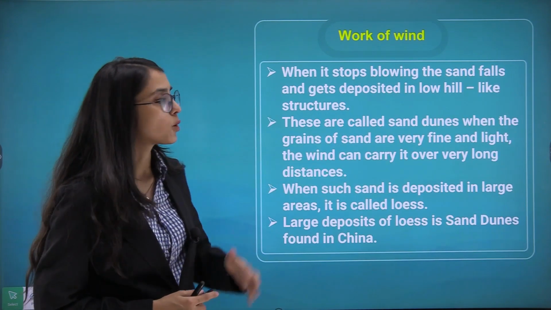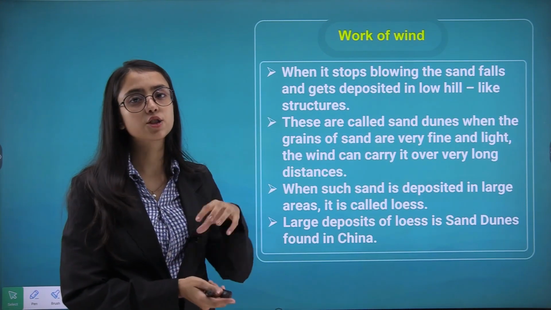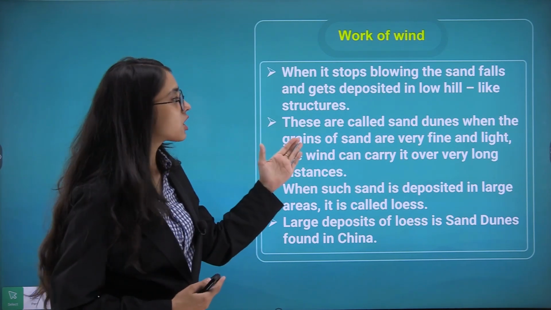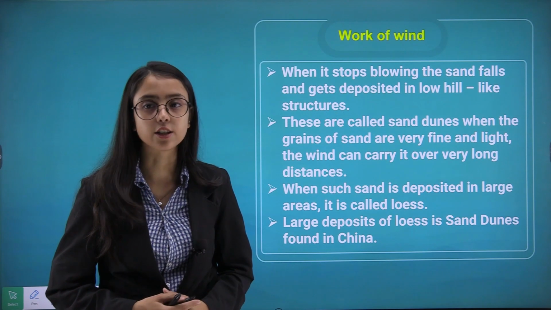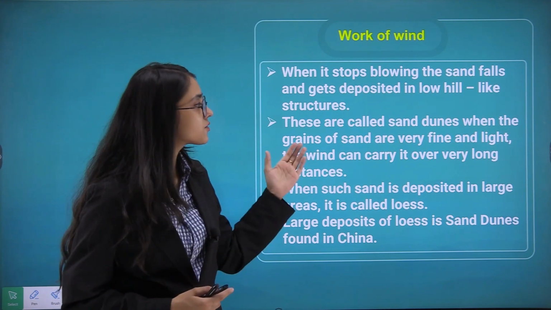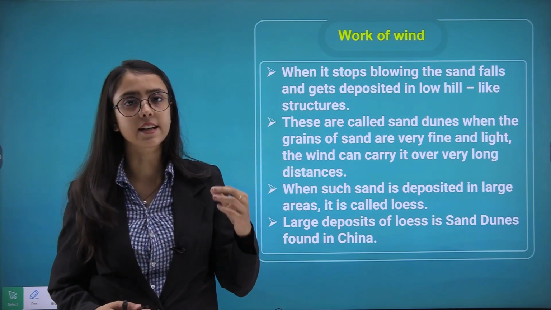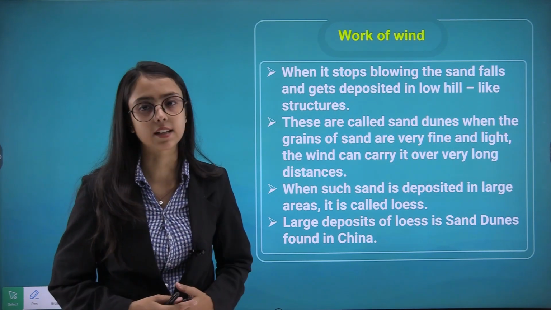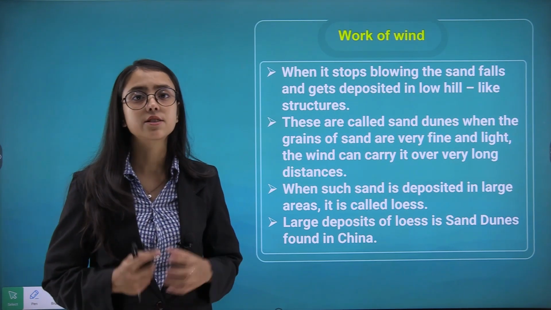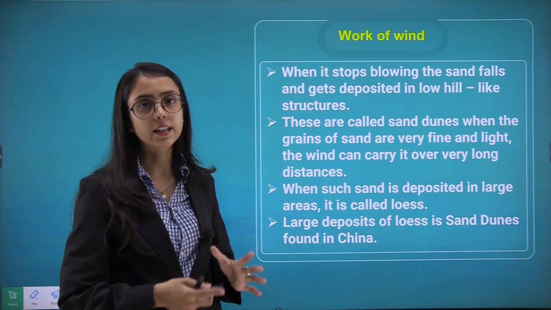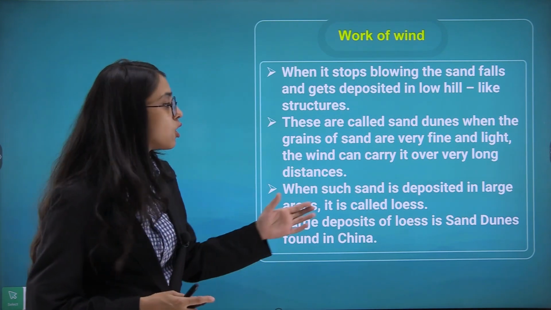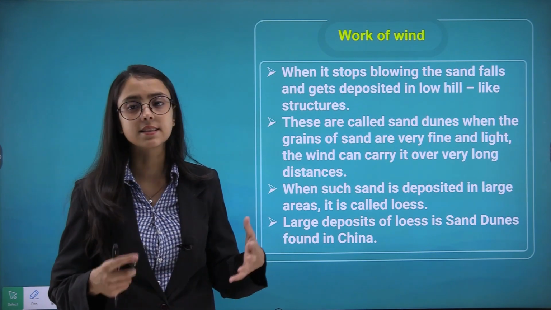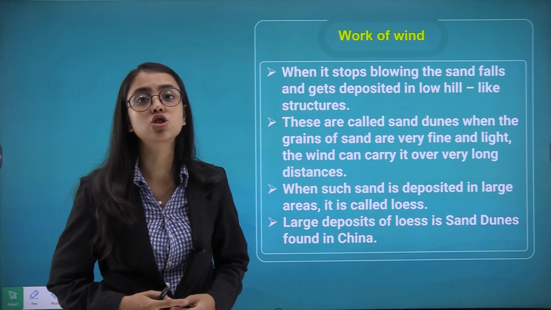When it stops blowing, the sand falls and gets deposited in low hill-like structures. These structures are therefore called sand dunes. The grains of sand are very light and fine in nature and the wind can carry them for a very long time. When such sand is deposited in large areas, it is called loess. Large deposits of loess are found in China.